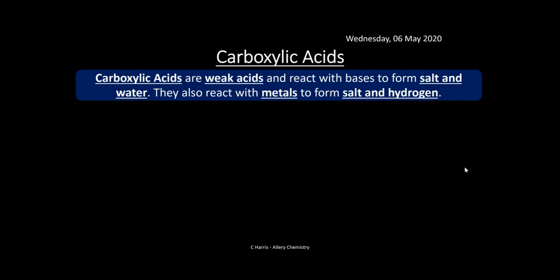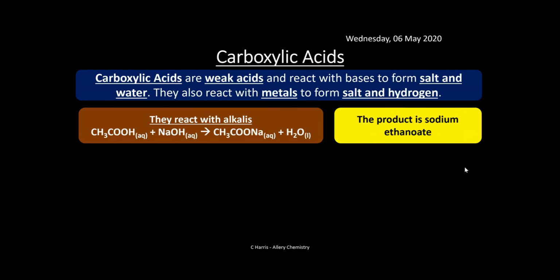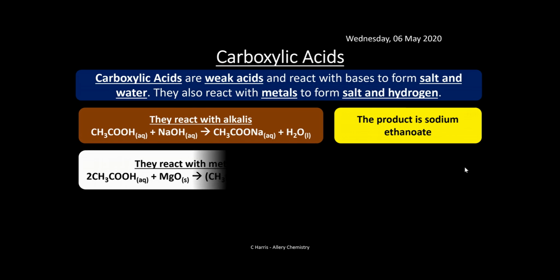Okay, so they also react with bases to form salt and water, and we'll look at the reactions of them. But they also react with metals to form salt and hydrogen. So they react with alkalis, as you can see here. We've got carboxylic acid reacting with sodium hydroxide, which is your alkali, and that will form your salt, sodium ethanoate in this case, and water. So there you go, sodium ethanoate is your product.